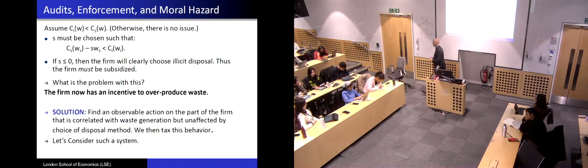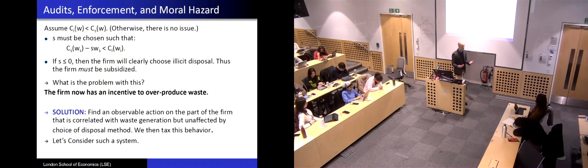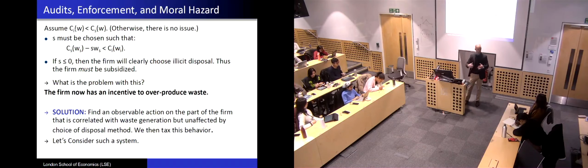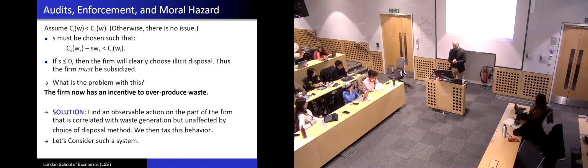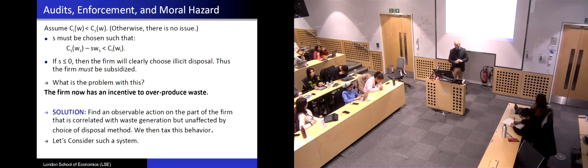Exactly. So we basically give some incentive for firms, or anyone, to just produce more waste because we provide subsidies for creating more waste. This is actually written here. I just want to make sure that everyone is on board. Okay? All right. So what we're going to do here in order to solve that, and this is something that is actually being done a lot in reality, and I'm going to give you an example in a few seconds, is find an observable action on the part of the firm that is correlated with waste generation, but unaffected by the choice of disposal method, and we will tax this behavior.